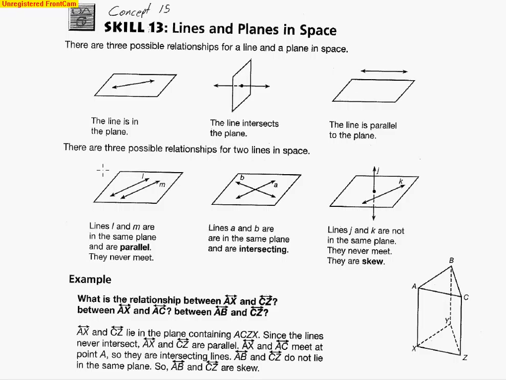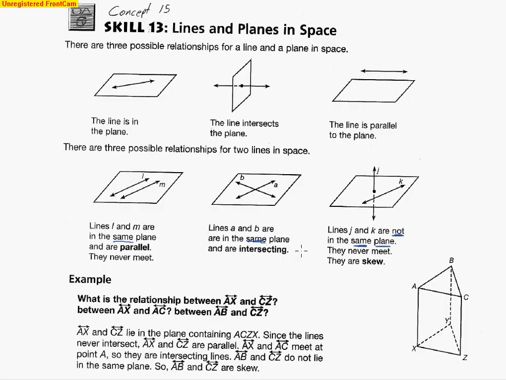And then we have three possible relationships if we're dealing with two lines in space. These two lines, L and M, are parallel. Notice that they're in the same plane and they're parallel. Then we can also have lines like A and B in the same plane, and they're intersecting. But in this situation, lines J and K, J is a little above this plane, so they are not in the same plane and they will never meet. Those are called skew lines.